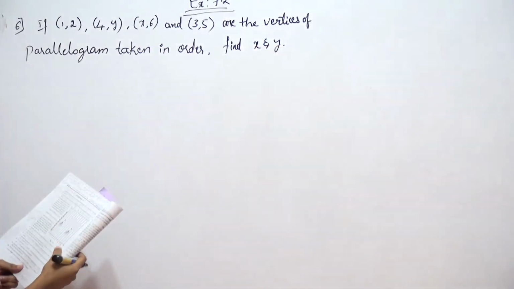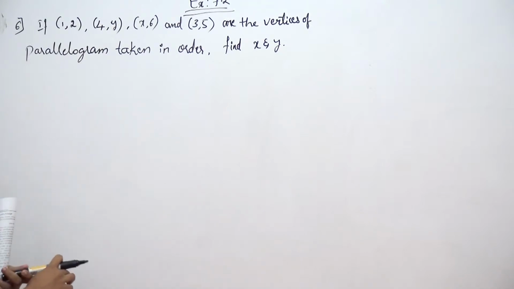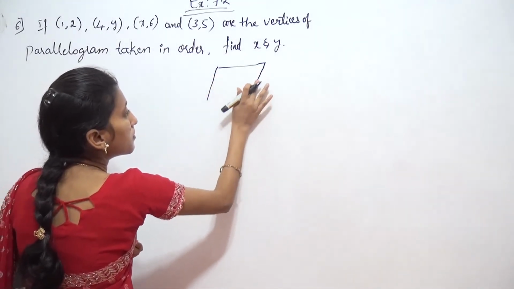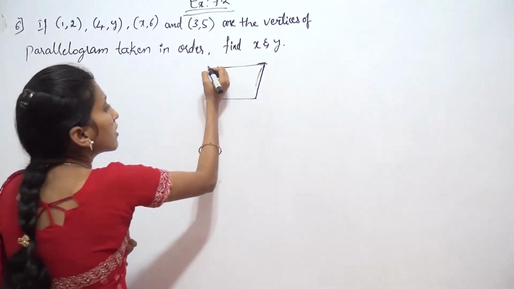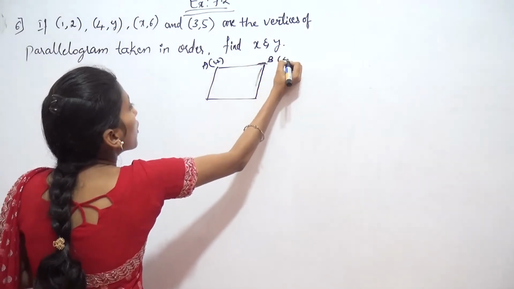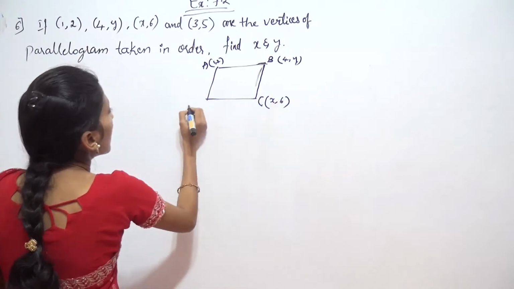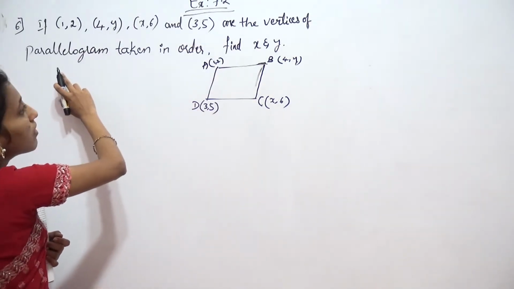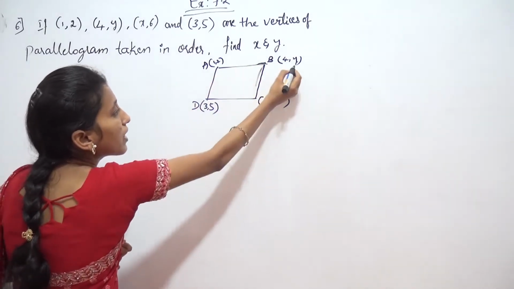Dear students, in today's class we have used the midpoint formula along with the section formula. Here also, looking at this question, we have a parallelogram diagram. Let us draw that parallelogram. They gave the points in order: A is (1, 2), B is (4, y), C is (x, 6), and D is (3, 5). These points are vertices of this parallelogram taken in order. So we have to find x and y.